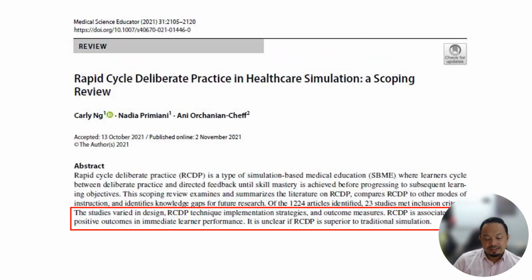The second paper is by Carly Ng, on her scoping review. They noted that RCDP is associated with positive outcomes in immediate learner performance. However, it is unclear if RCDP is superior to traditional simulation.